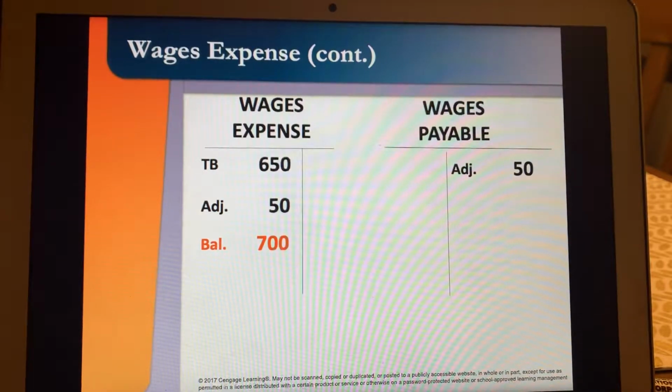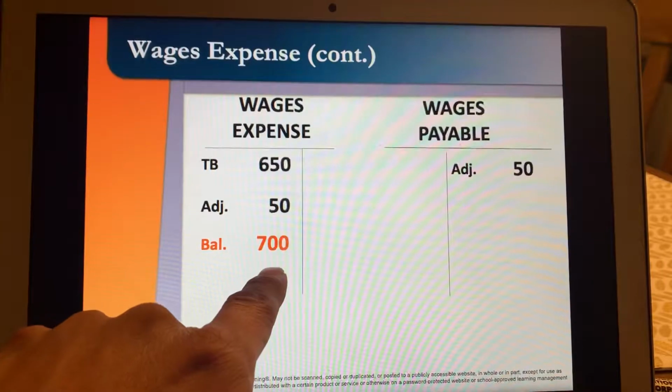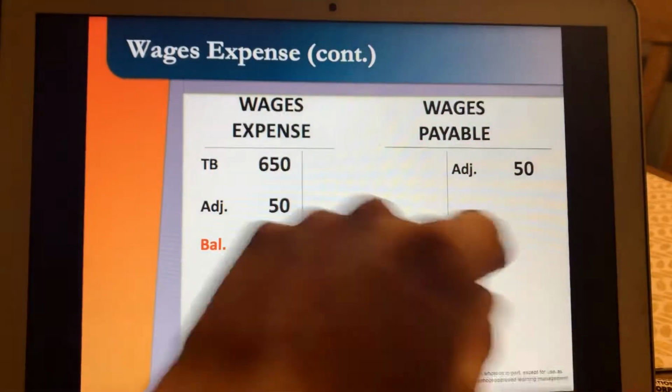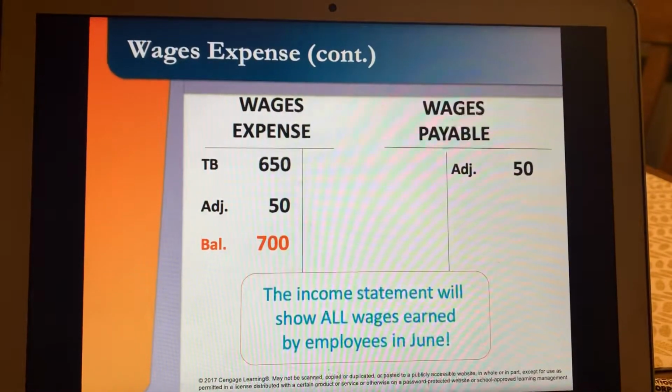So our wages expense for the month of June will be $700, and our wages payable will be $50 until we pay it. And once we pay it, more than likely, maybe we had a day that was in June and then a day that was in May.